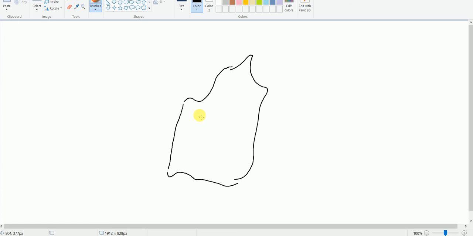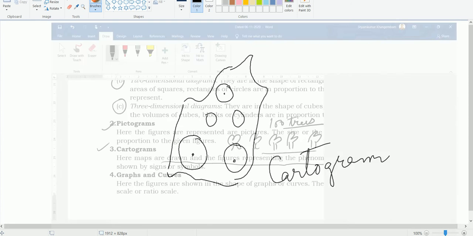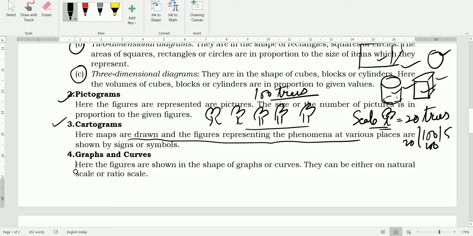On this map, say for example, population of Manipur, say proportionate circles. For example, this is the population of Tamilong. Depending on the size of the population, the size of the circle may be different. So in this way, we can put different signs or symbols on the map. So this is what we call a cartogram, where maps are drawn and the figures representing phenomena at various places are shown by signs or symbols.